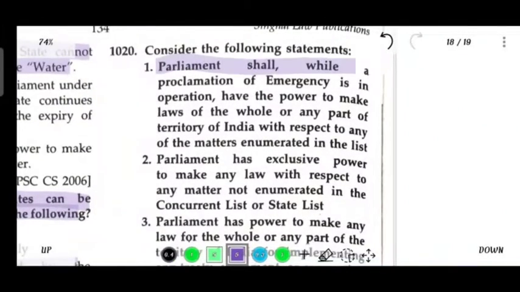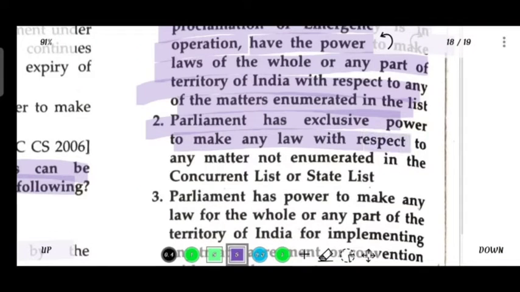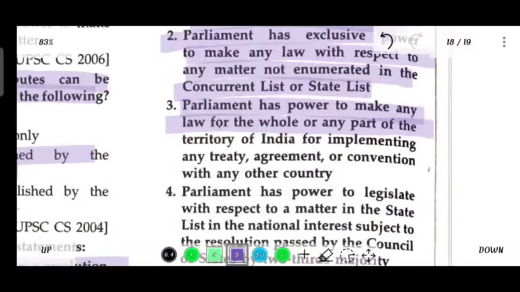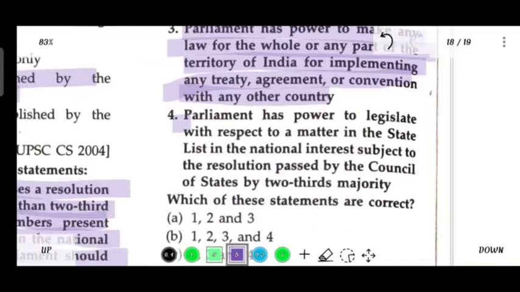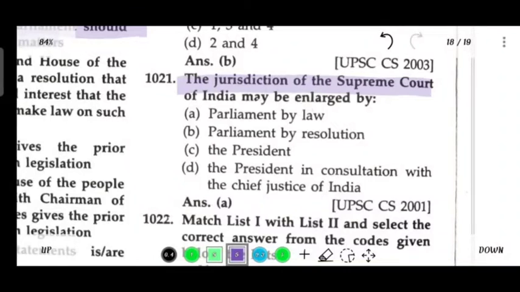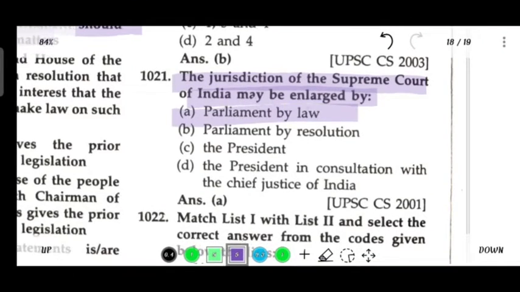Consider these statements. Parliament shall, while a proclamation of emergency is in operation, have power to make law for the whole or any part of the territory of India with respect to any matter enumerated in the state list. Parliament has exclusive power to make any law with respect to a matter not enumerated in the concurrent and state lists. Parliament has the power to make any law for the whole or any part of the territory of India implementing any treaty, agreement or convention with any other country. Parliament has power to legislate with respect to any state list matter of national interest, subject to a resolution passed by the Council of State by two-thirds majority. The jurisdiction of the Supreme Court of India may be enlarged by Parliament by law.